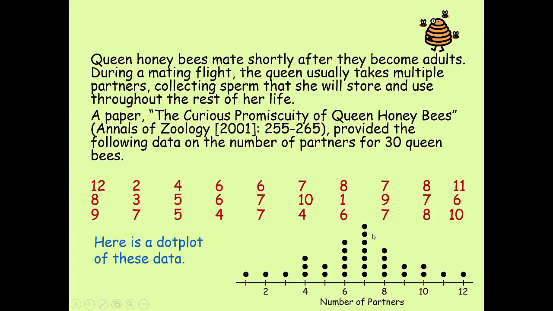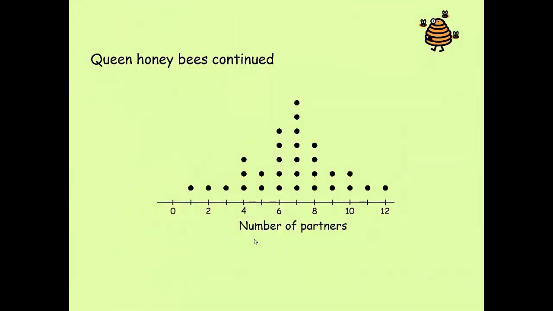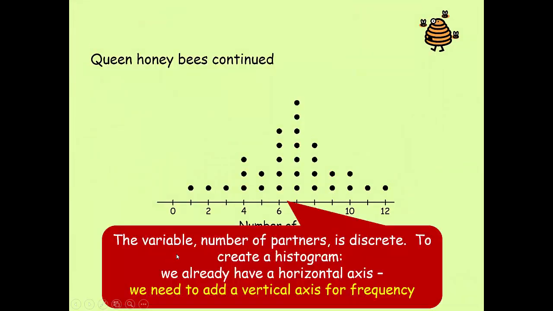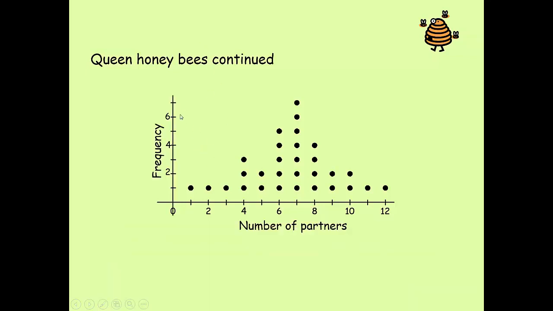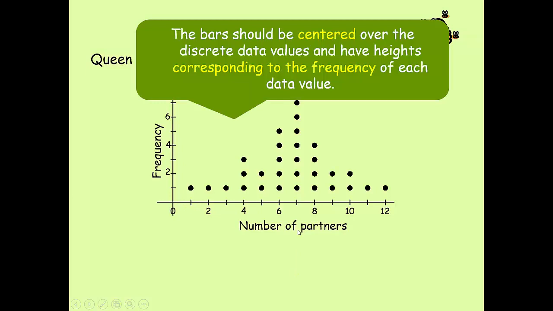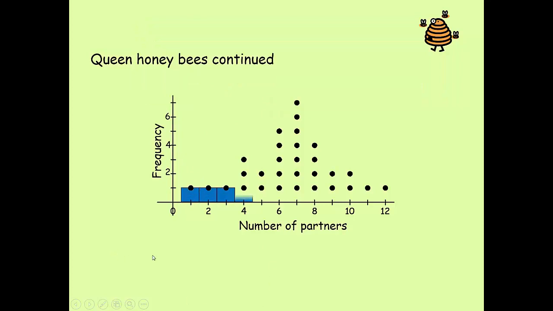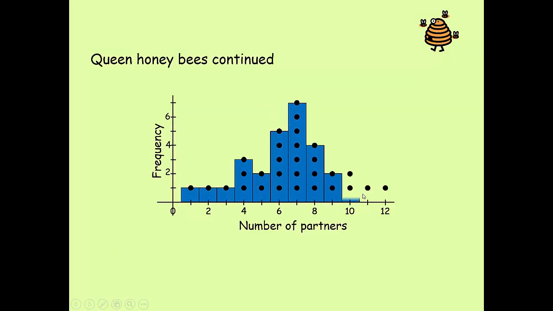If I do a dot plot, here's the dot plot of the data. So here's the number of partners. The variable, the number of partners, is discrete. So to turn this into a histogram, we already have our horizontal axis here. What we need to do is add the vertical axis, which is our frequency. And then we construct the bars, we center them over the discrete data values, and then their height is the height of the frequency value. So you can see that they're being centered here.